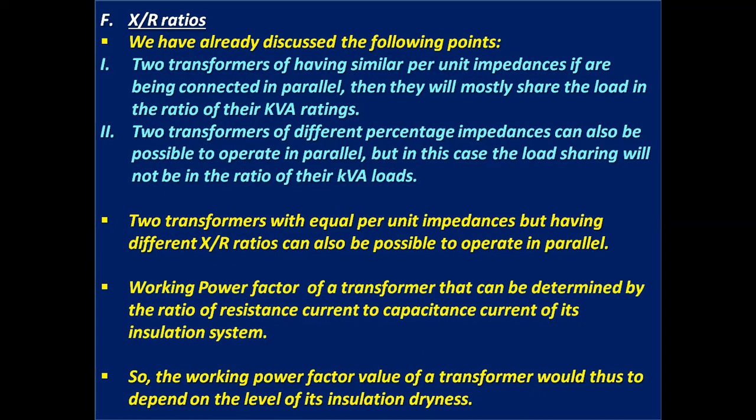Two transformers with equal per unit impedances but having different X by R ratios can also operate in parallel. The working power factor of a transformer can be determined by the ratio of resistance current to capacitance current of its insulation system. So, the working power factor value of a transformer would depend on the level of its insulation dryness.